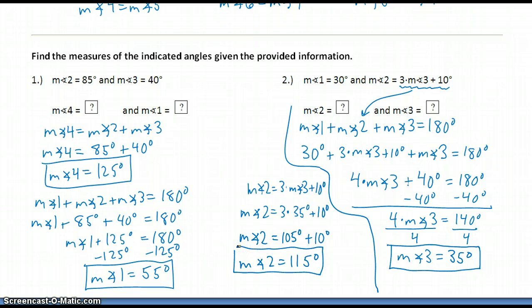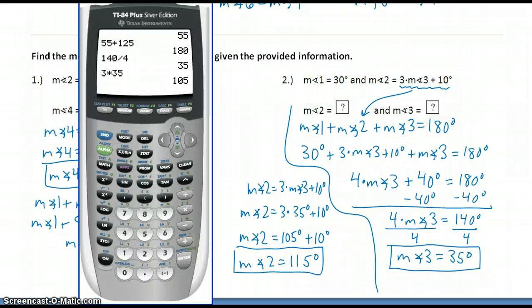Now to check my answer, all 3 of these angles together have to equal 180 degrees. 30 degrees plus 115 degrees plus 35 degrees. Yep, it equals 180 degrees. I can always check my answers in a problem like this.